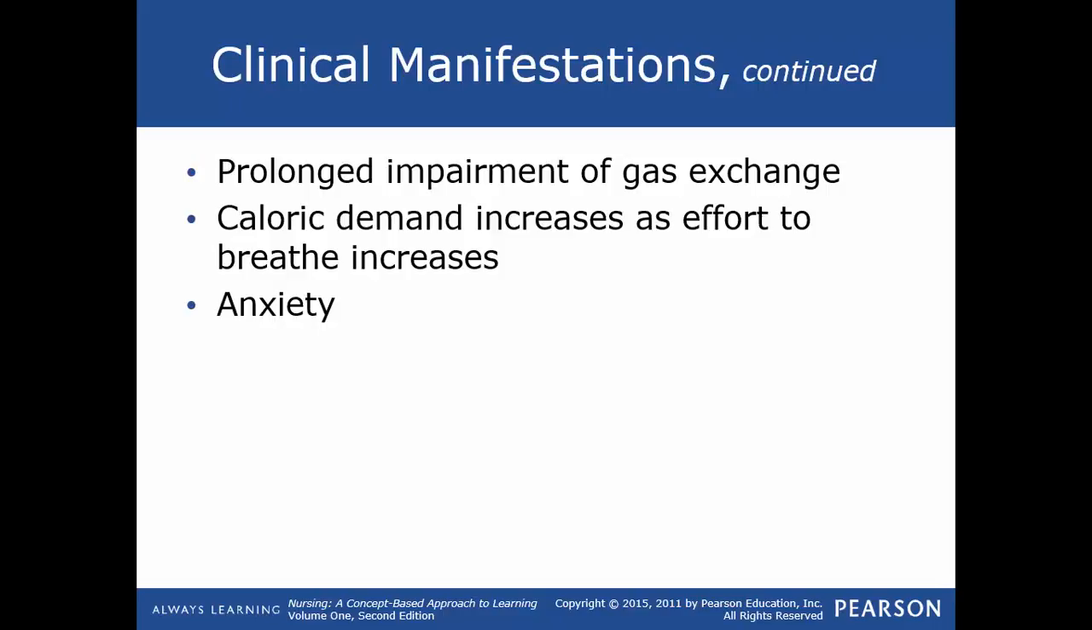Caloric demands do increase as effort to breathe increases. Tachypnea means that eating is going to be harder in late stages. They're not consuming as much because it takes so much energy to eat that they get so short of breath that they end up not eating as much. During the later stages, they have increased caloric demands with decreased calorie intake, so weight loss and possible anemia may result. They will also have anxiety, and that's related to the dyspnea that they have.